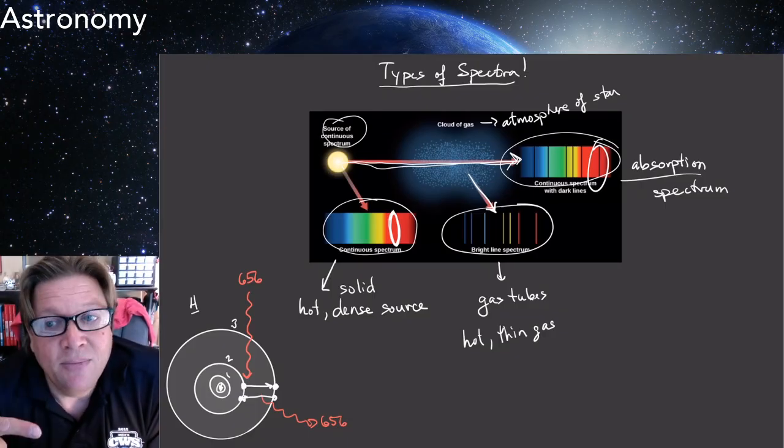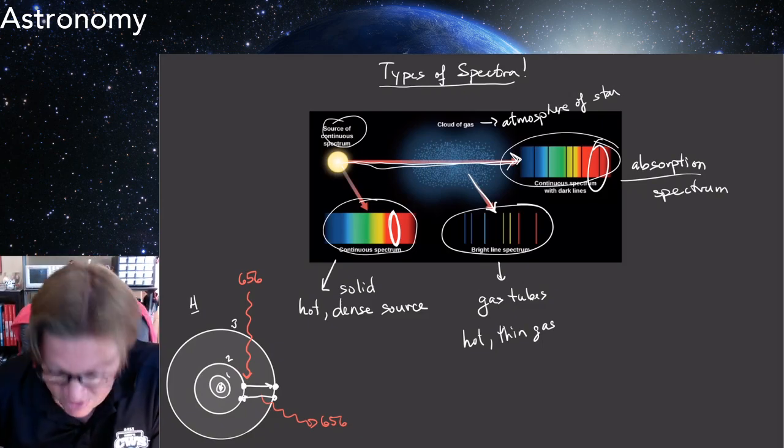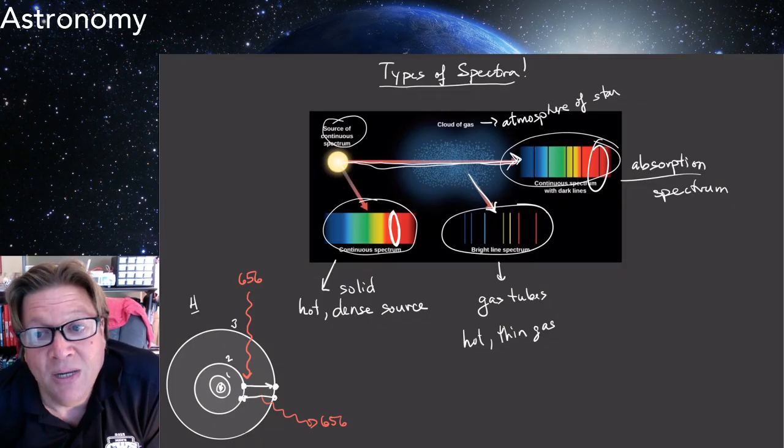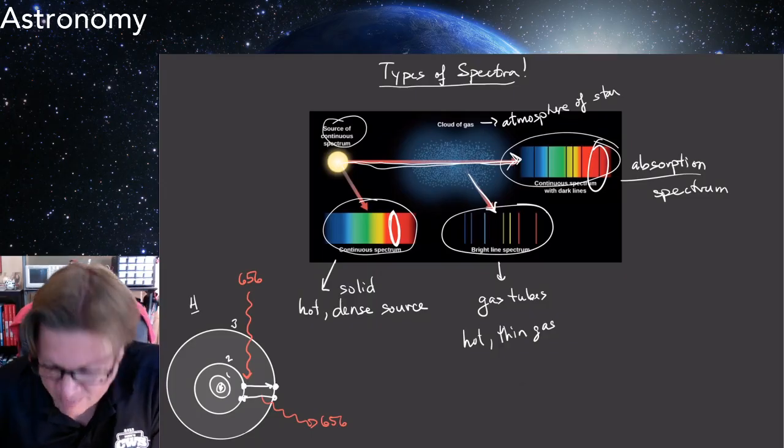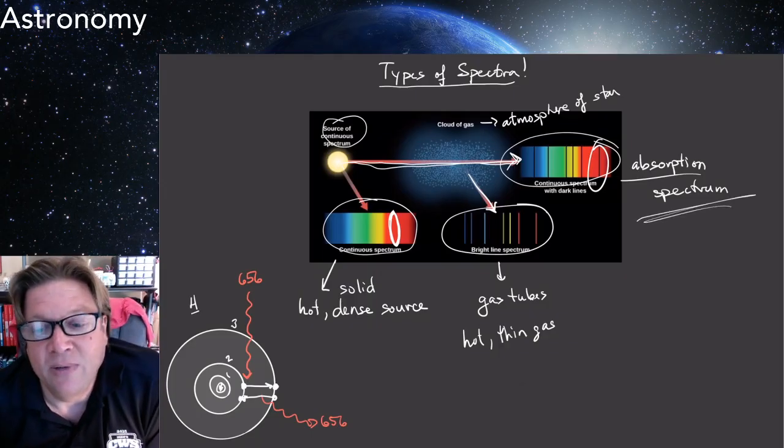So we can tell what atoms are present in the atmosphere not by the emission lines that we see down here, but by what lines they filter, the absorption lines. It's the same idea. It's just one more little level of complication. Okay, so we will definitely see examples of this next week.